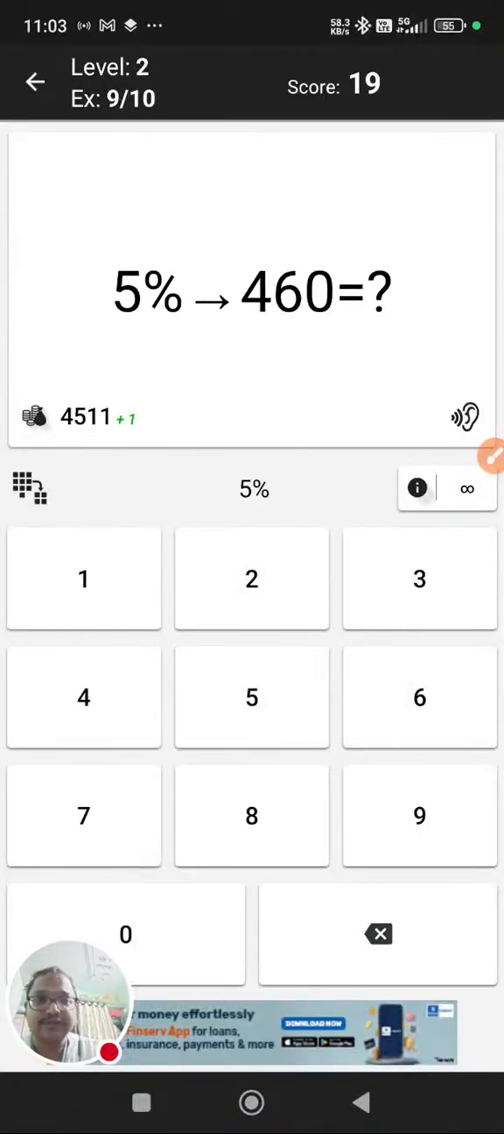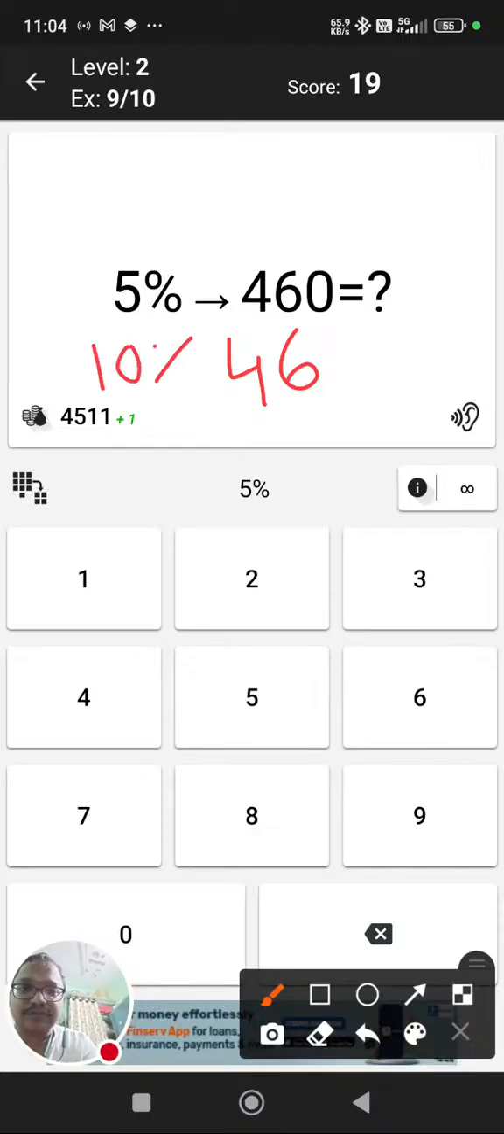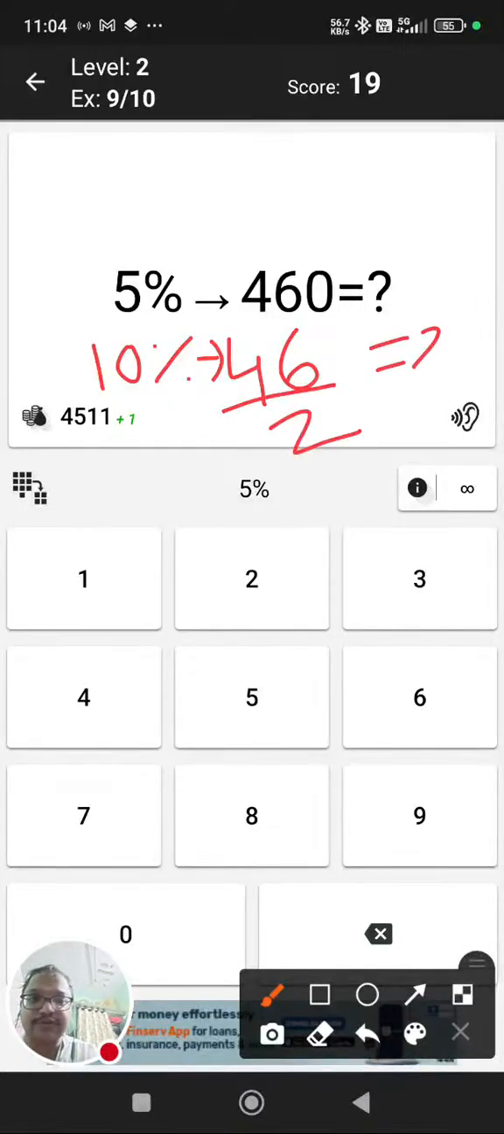Next, for this type of question, 5%, 10% value will be 46. So 10% value 46 means 5% value will be half of 46, which will be 23. So the answer will be 23.